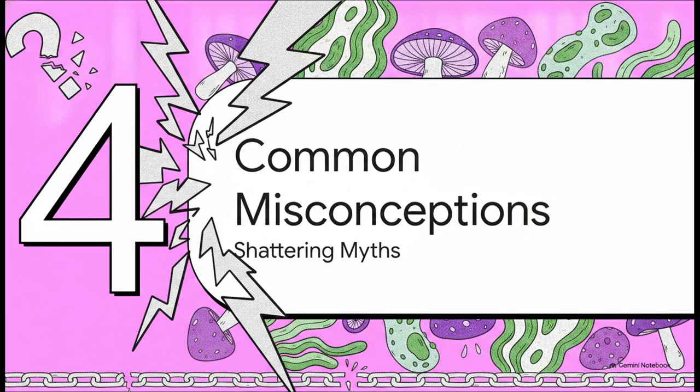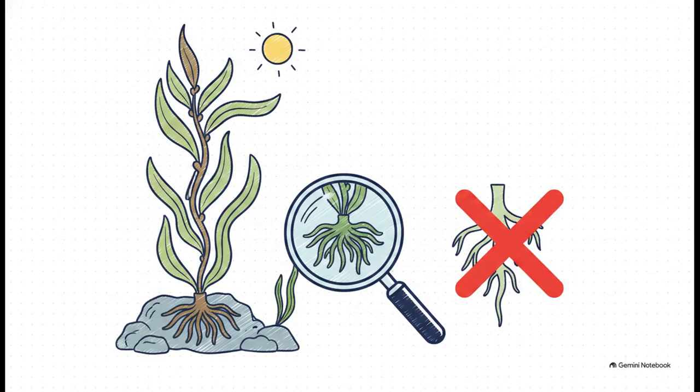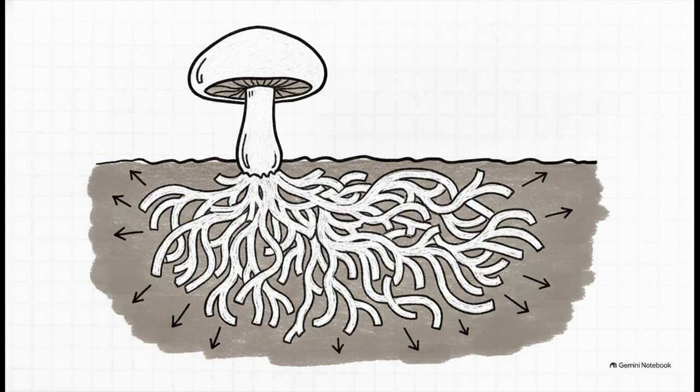Section 4. Common misconceptions, shattering myths. Let's clear up a few things that constantly trip up 9th grade students. It is so tempting to look at a massive stalk of giant kelp and just assume it's a simple underwater plant. But science tells a totally different story. While they both photosynthesize, algae completely lack the specialized vascular systems, the true roots, stems, and leaves that strictly define our land plants.